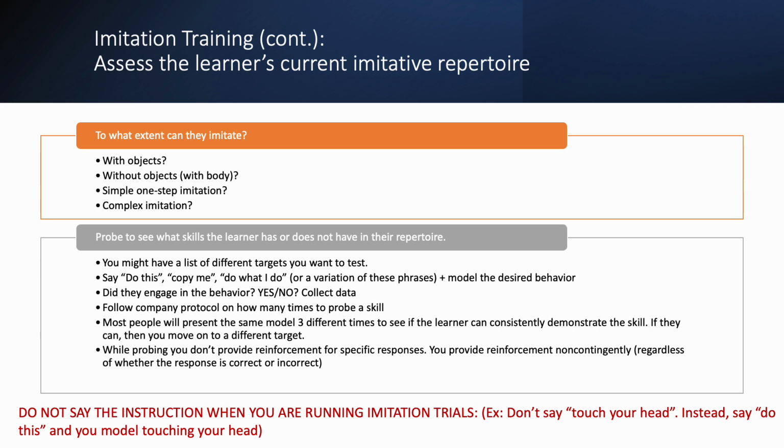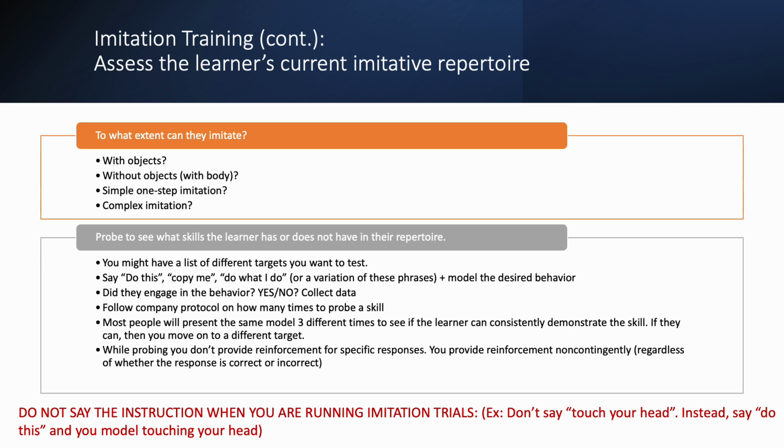So let's talk about the steps to do this. The first thing you might want to do is to have a list of different targets that you want to test. Remember, I mentioned earlier, you don't want to only teach things that are on a target list, okay? Once the person masters everything on the target list, you want to test for: do they have generalized imitation, right? Are they able to imitate novel behaviors? You don't want to master everything on a list and be like, all right, perfect, great, they can imitate. Let's move on to something more complex.